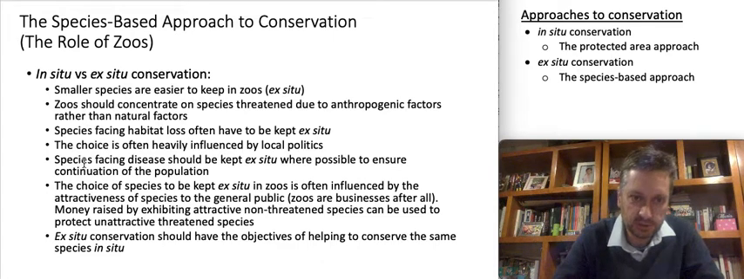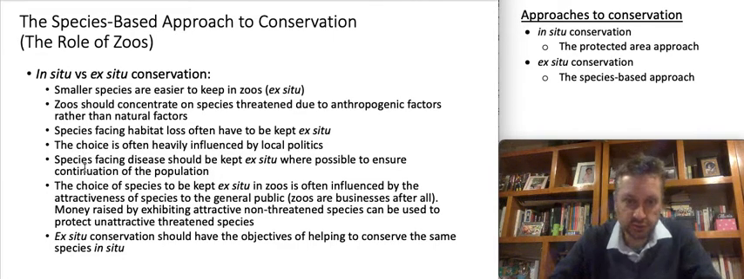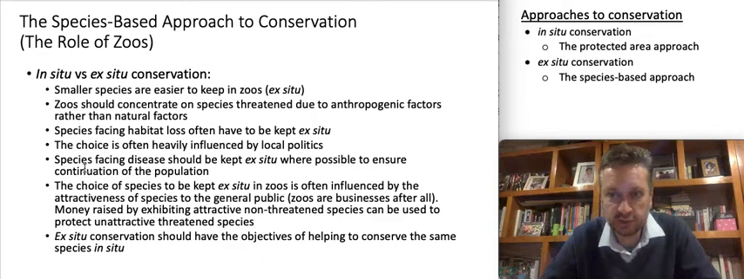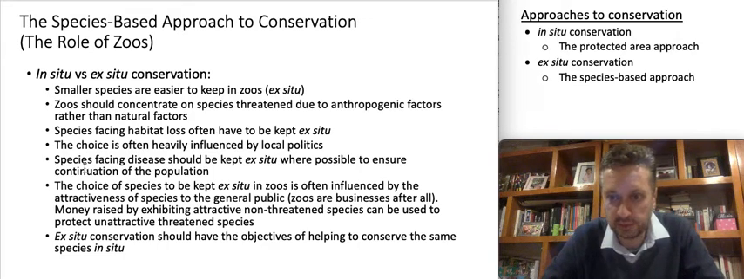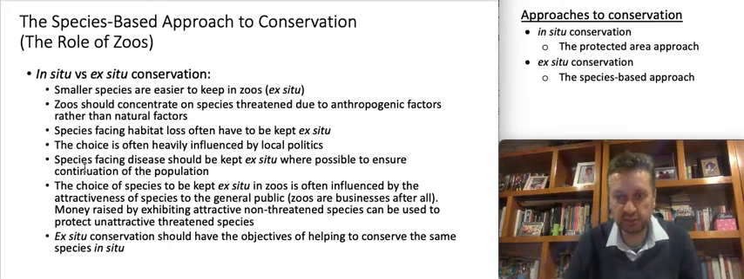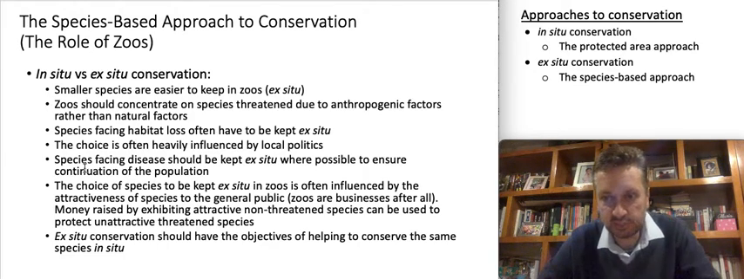This must be the umpteenth time I've said this, but the choice is often influenced by politics rather than scientific approaches. Species that face problems of disease should be kept ex situ rather than in situ to try to ensure that the population continues and the whole population is not infected, especially if that population has become dangerously small, critically endangered.